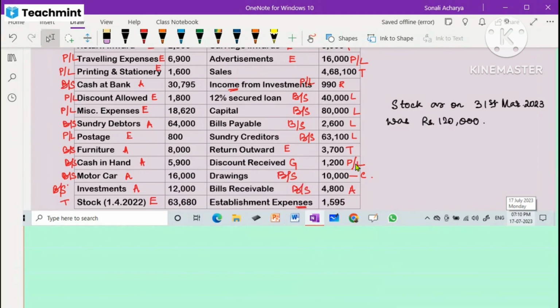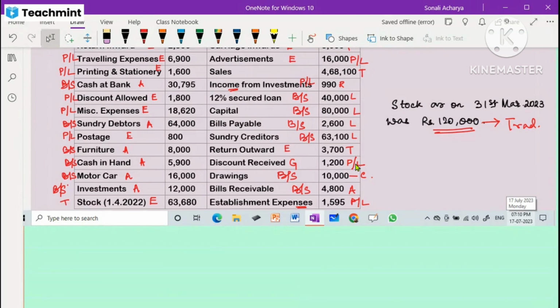Establishment expense, by the name itself, it's an expense and it will be shown in the PL. It's a nominal account and it will be shown in the PL as it is an indirect expense. It's related with the administrative cost. Okay. Now closing stock, what I said, this is a part of trading account. Closing stock is not shown in the trial balance, as when the trial balance is prepared, the closing stock is not valid. So it is given in the note of the account.